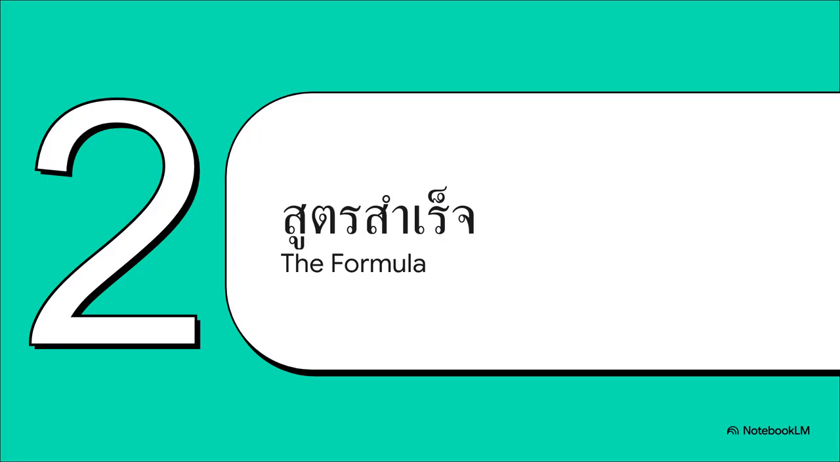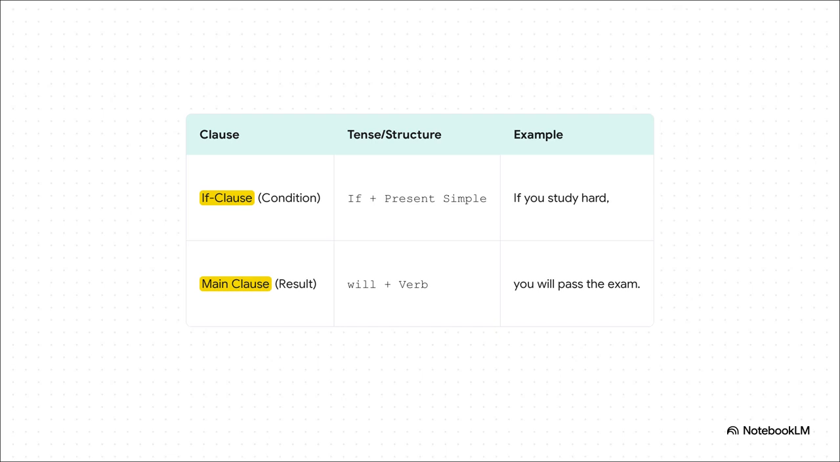Simple. And you know the best part? There's a super simple formula for this. Seriously, once you see it, you'll be building these sentences perfectly every single time. No sweat. Okay, so the formula has two halves. First up, you've got the if clause, which is your condition. That's just if plus a verb in the present simple tense, like if you study hard. Then the second part is the main clause. That's the result. For that part, you use will plus a verb, like you will pass the exam.